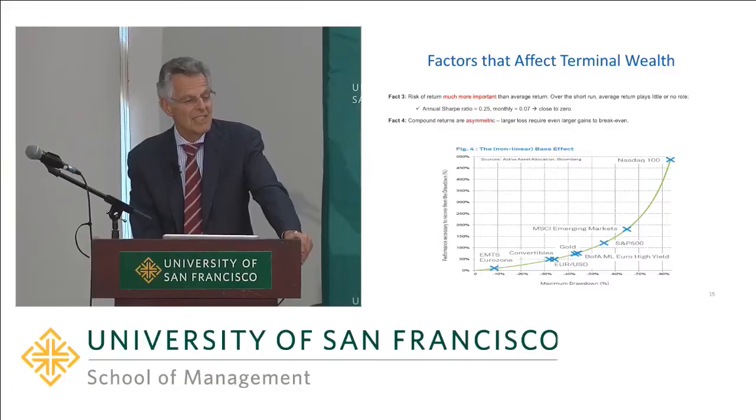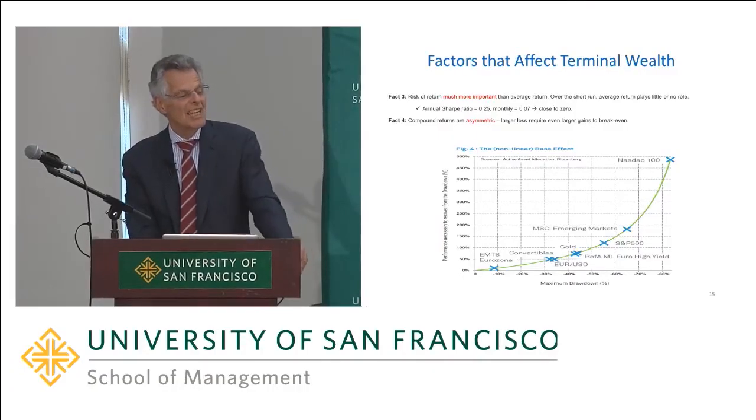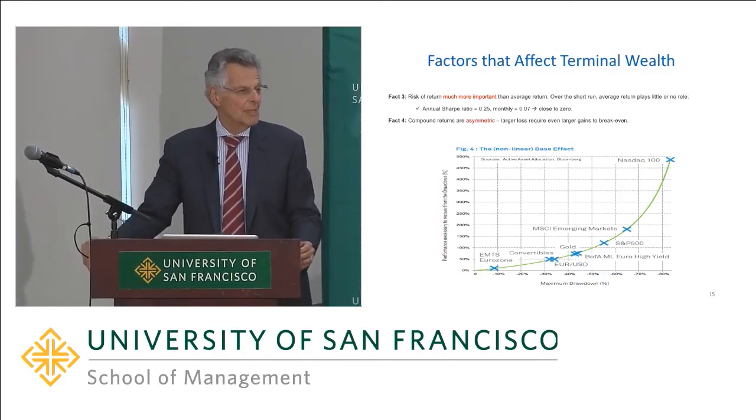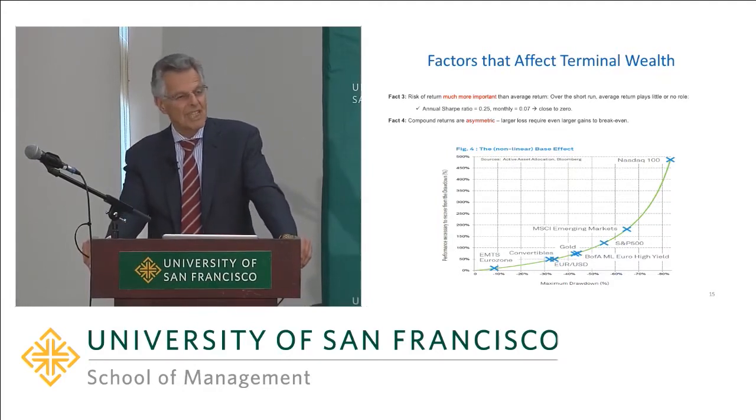And so compound returns are asymmetric. Larger losses result, and it takes you a long time to come back. As I said, I had a friend in '89, a Japanese gentleman, who asked me about his advisor, who said to invest in the stock market, and he was going to retire in 2001.